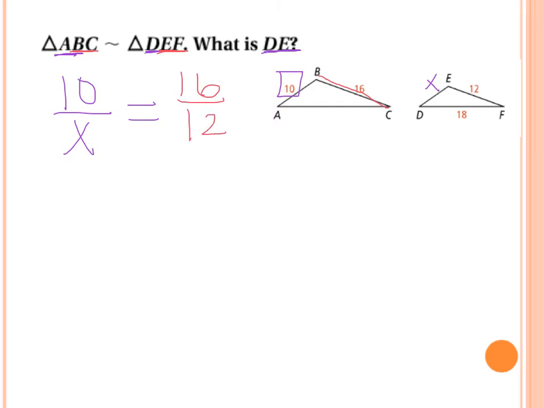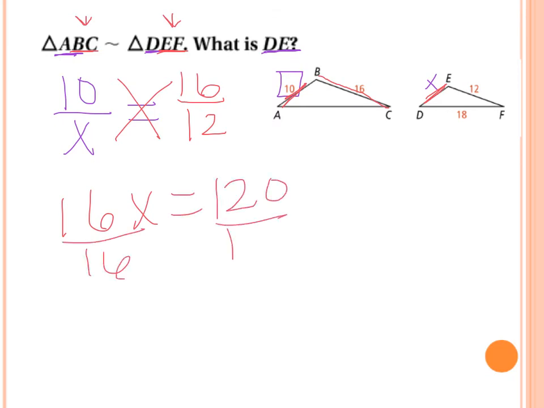You want to make sure to match up the corresponding sides so you know what number to use. It's not always going to be drawn so that the lengths are in the same spot as in this picture. Now I'm going to cross multiply. So I'm going to have 16x is equal to 120. Divide both sides by 16, and I get x is equal to 7.5.